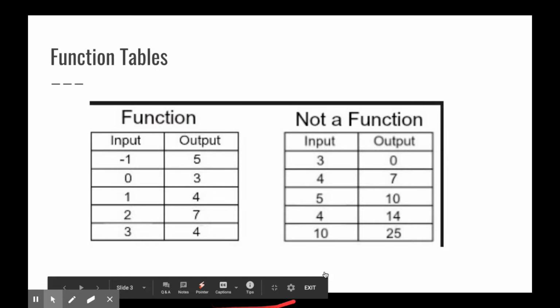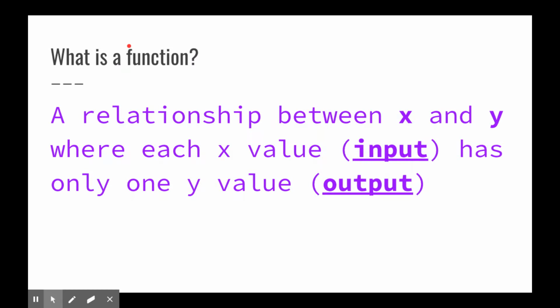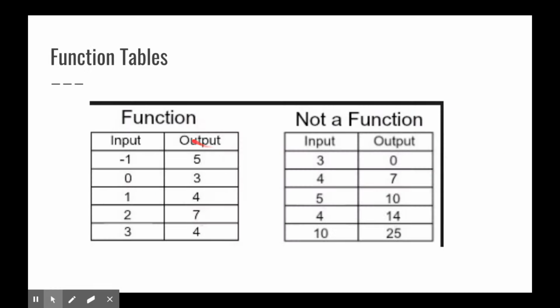So here, give a little pointer. This is a function table. This is a relation that is not a function. So when we go back and think about our definition, it says that it's a relationship between x and y where each x has only one y. So here in the function example, this x has only one y. This x has only one y. This one, only one. This one, only one.